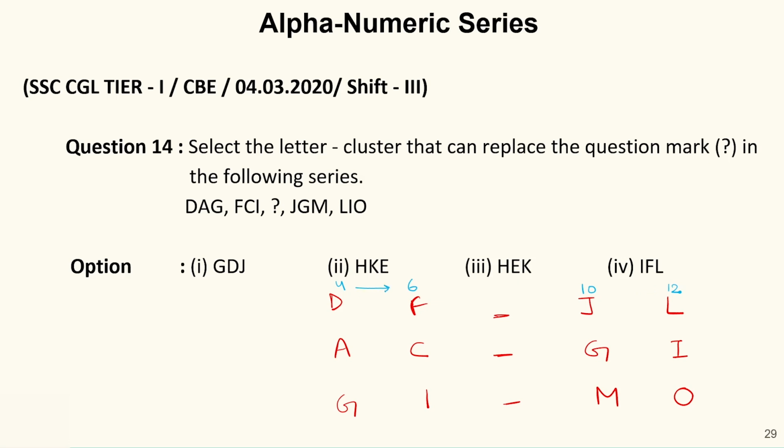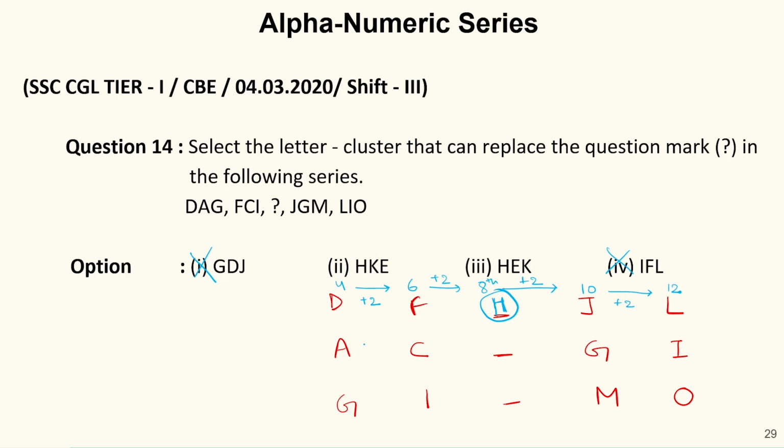So I can easily say that 2 positions are being increased over here. Over here also I can say 2 positions are being increased. So if I increase 2 positions here, I'll get the 8th rank. And if I increase 2 positions over here, I'll get the 10th rank. So the 8th rank alphabet will logically fill in this blank. The 8th rank alphabet is H. So my first alphabet will be H. Based on this information, I can eliminate option number 1 and option number 4. So it will be either HKE or HEK.